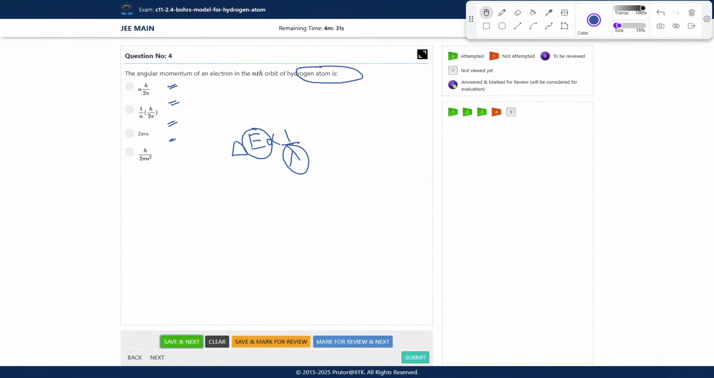Moving on to the next question. Here we have to see the angular momentum of an electron in the nth orbit of a hydrogen atom is given by.